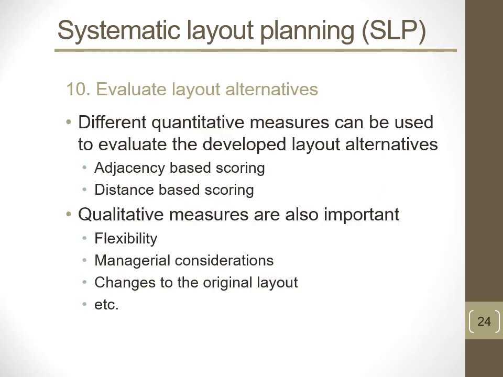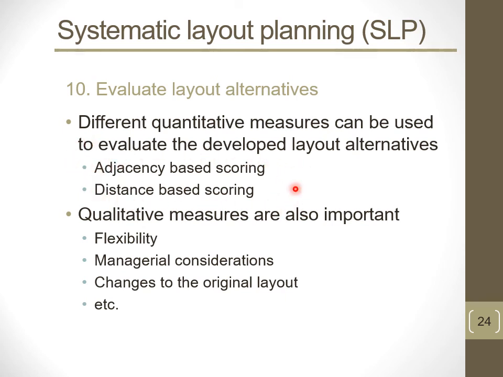The final step of the systematic layout planning is to evaluate those alternatives and select one of them. Basically, we can consider a quantitative or qualitative approach for evaluating alternatives. We can calculate adjacency-based scoring, or distance-based scoring. We will learn about this in the next video tutorial.